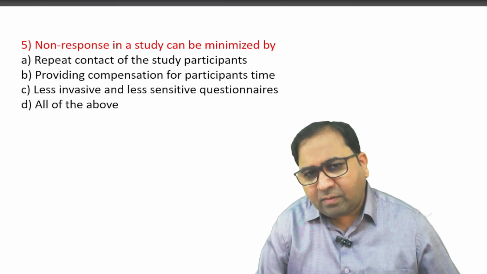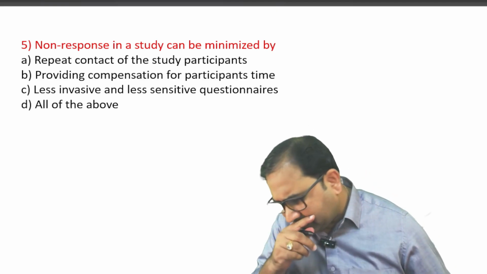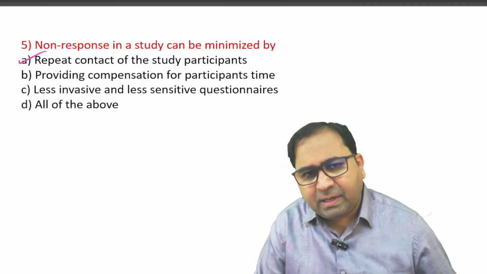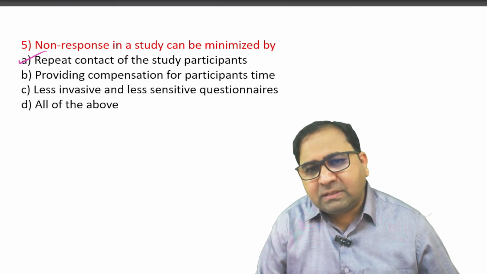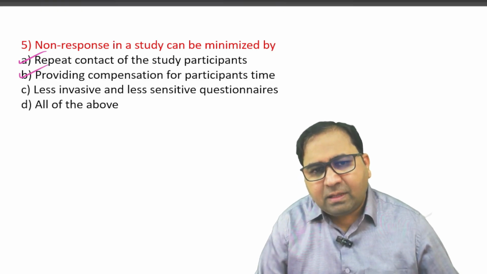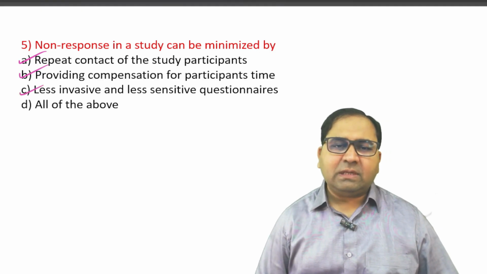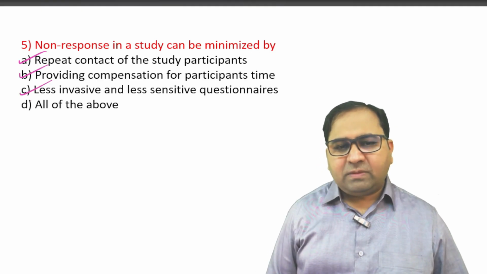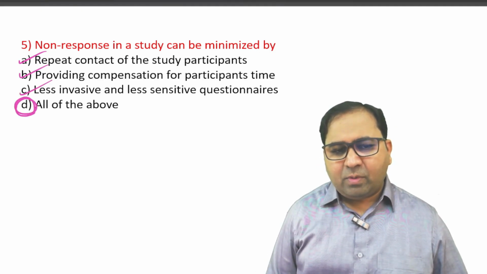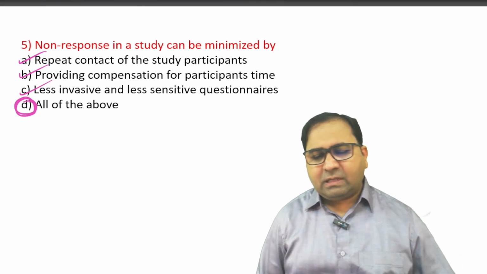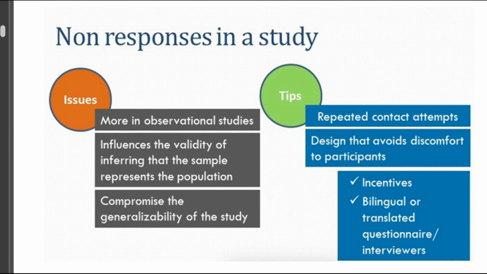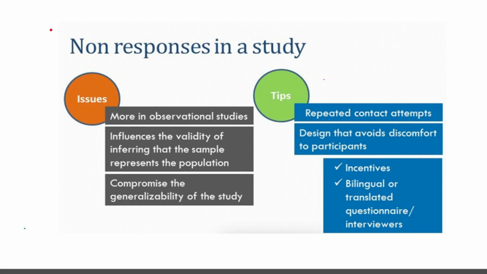Repeat the contact of study participants. Yes, this is a correct statement. Second, providing compensation. Yes, definitely a correct statement. Third is less invasive and less sensitive questionnaires. Yes, even this is a correct statement. So therefore, the answer for this question is D, all of the above. Let us see in the chart. Now see this chart pertaining to the non-response in a study. It speaks about the issues and also the tips to minimize the non-responses in a study.